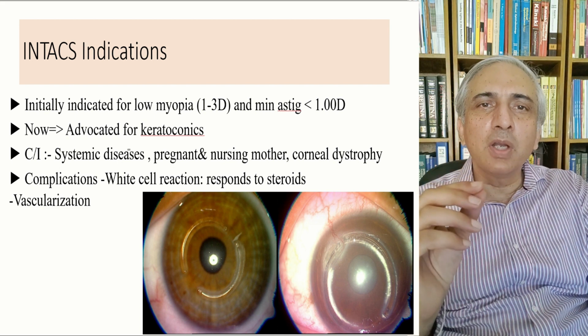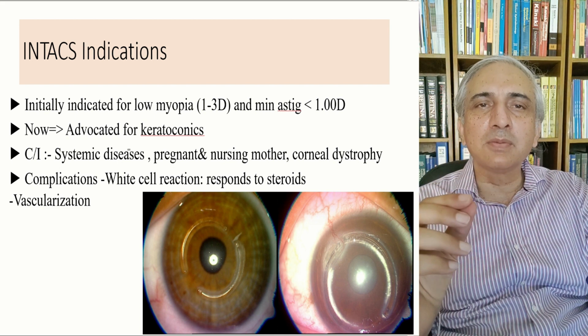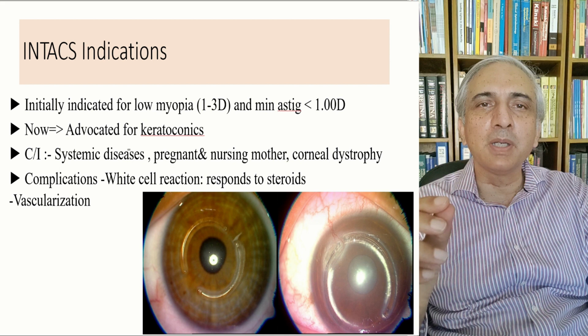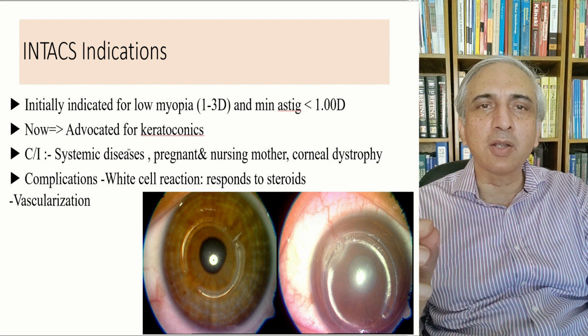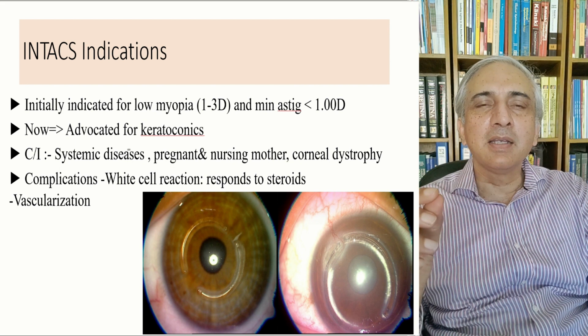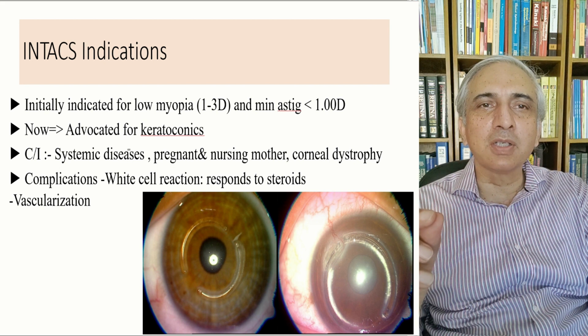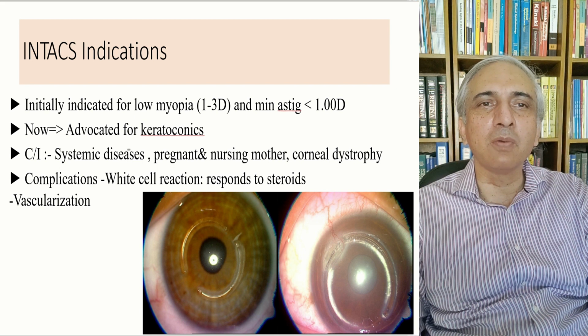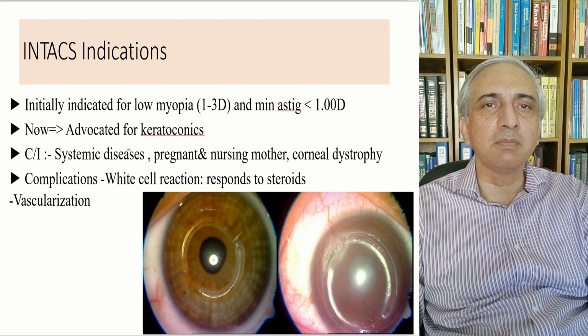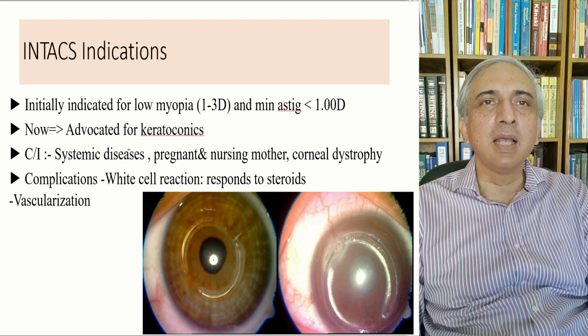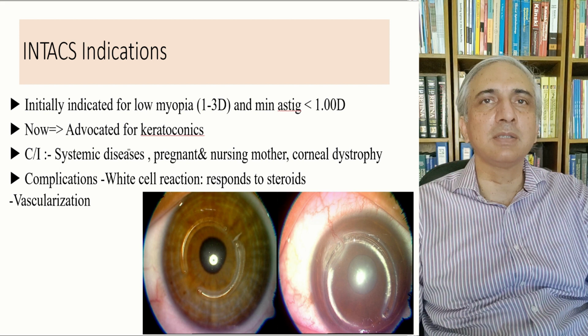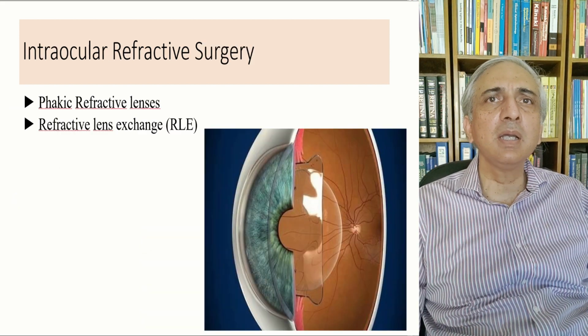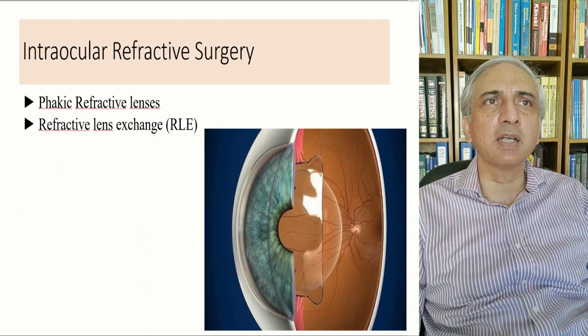The selling point of this was that if you have minus 1 to 4 diopters of myopia, you can get intacs in. It does not permanently alter your cornea. If there's any problem, you can always remove them back. But it did not somehow sell as much as laser excimer surgery. Then you come on to intraocular refractive surgery.